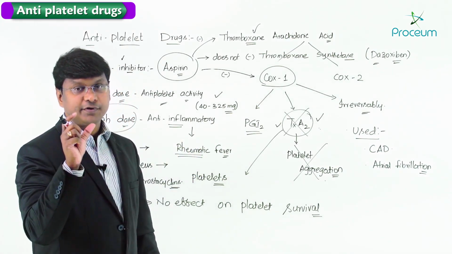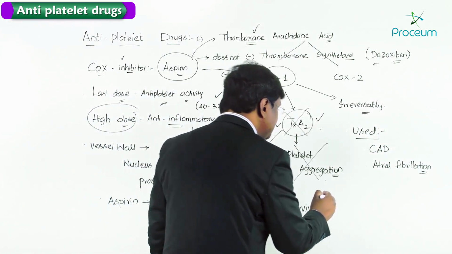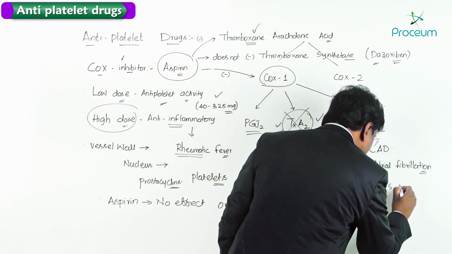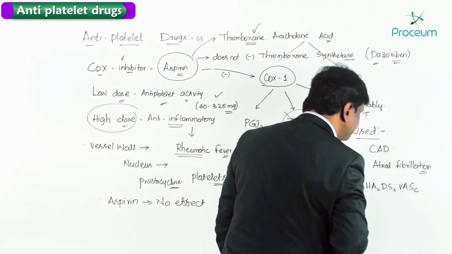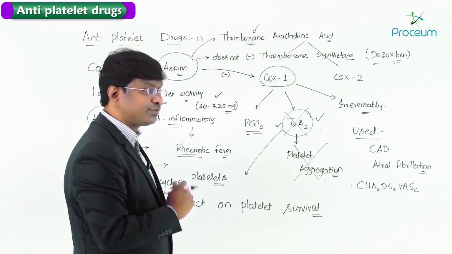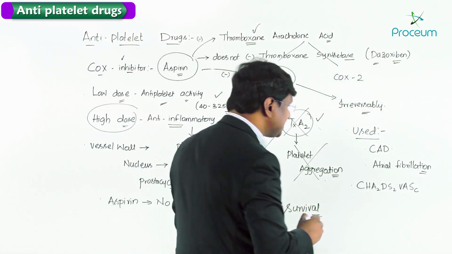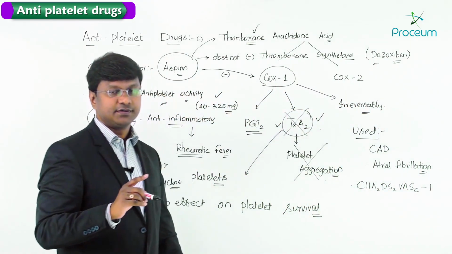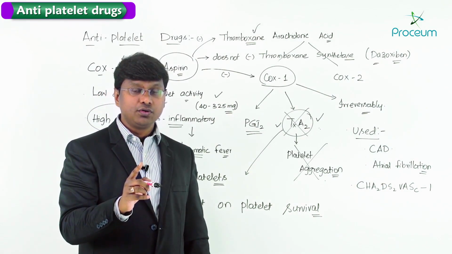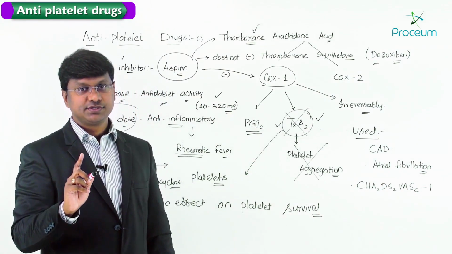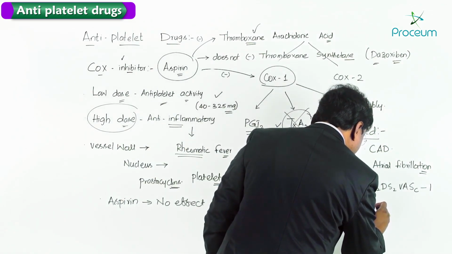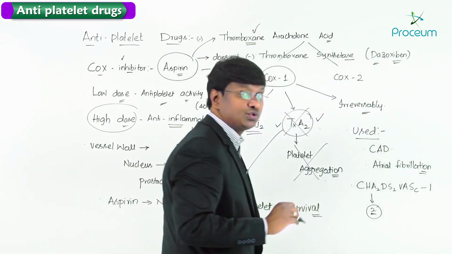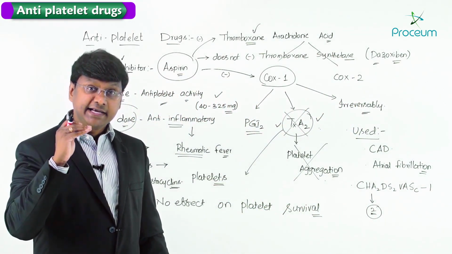And in atrial fibrillation, we have a scoring system called the CHA2DS2-VASc scoring system. Now, when the score is 1, that is the point when you need to give aspirin. But when the score is 0, we don't give antiplatelets. And when the score is 2, then we give an anticoagulant.